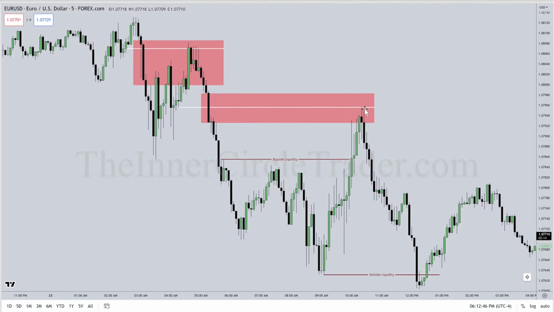To some random level? No. A 15-minute bearish order block. That is the consequent encroachment of this fair value gap. Why would smart money want that? Because they're going to sell short here. What are they going to do with that? They're going to offset distribute their shorts by accumulating the sell stops below that low. And that's what you have right there.